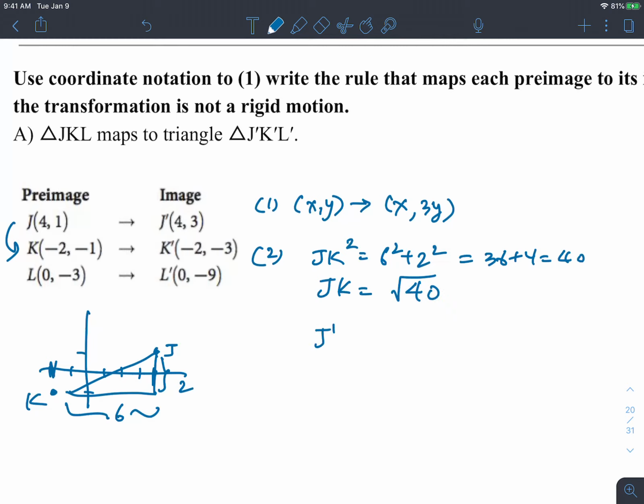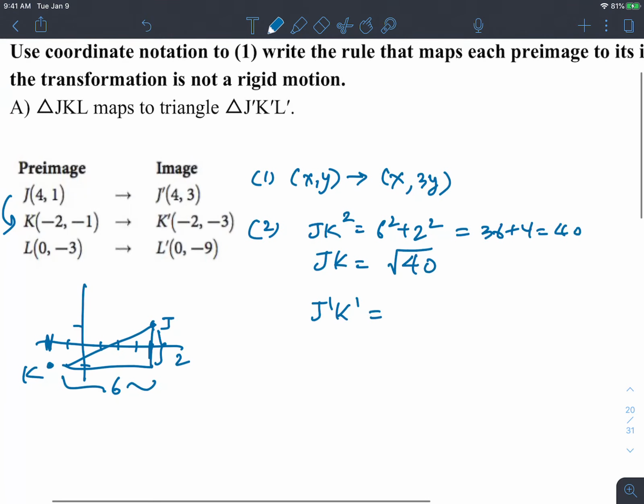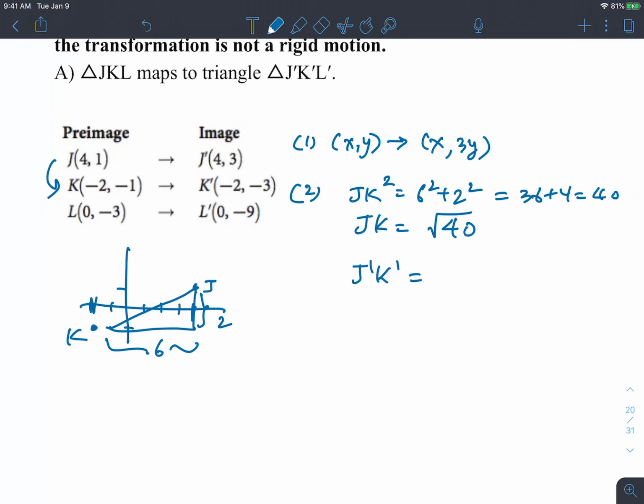How about J prime, K prime? If you want to go ahead and graph it, great. You don't have to. You know what? Let's graph it. Might be a good idea. So J prime is 4, 3. 1, 2, 3, 4. 1, 2, 3. That is J prime. What is K prime? 1, 2, 3. 1, 2, 3. Negative. That is K prime right there.